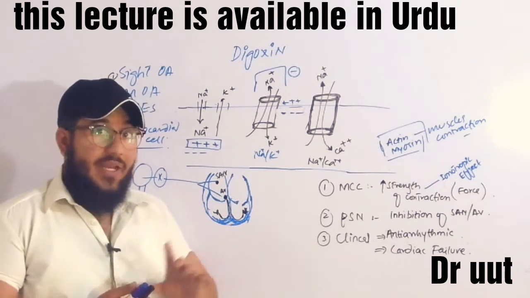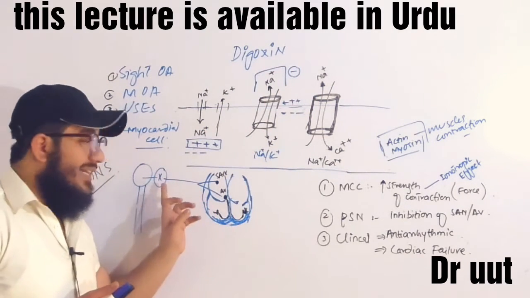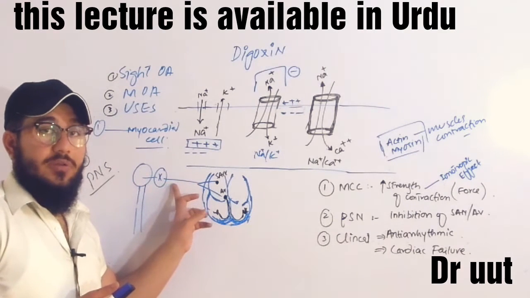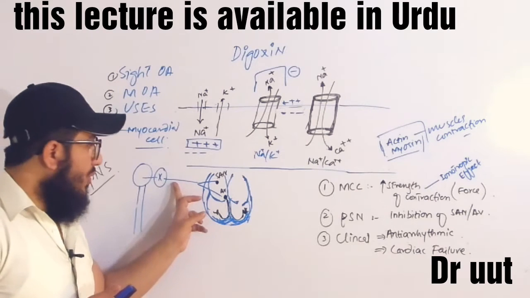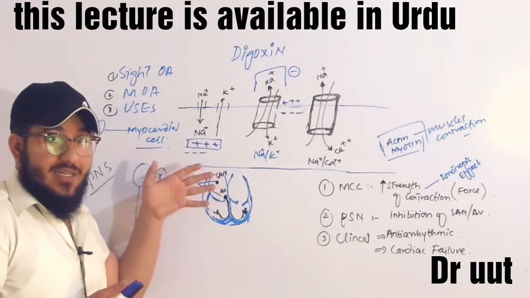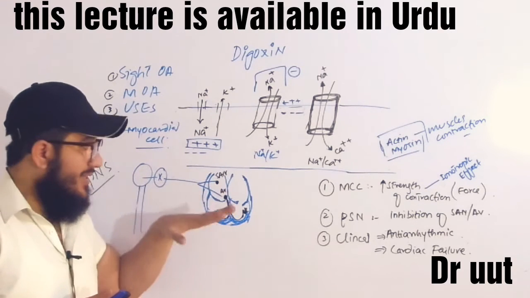So what is the mechanism of action of digoxin on the parasympathetic nervous system? It actually increases the vagal tone. The nerve number 10, the vagus nerve, will increase its tone. So what will happen? It will in turn start inhibiting the SAN and AV node. Like this, impulse formation will be decreased.